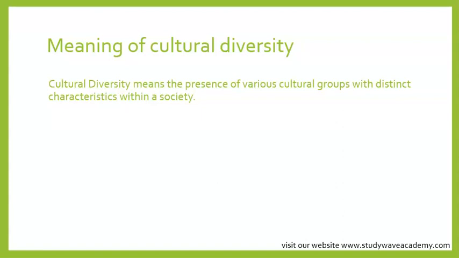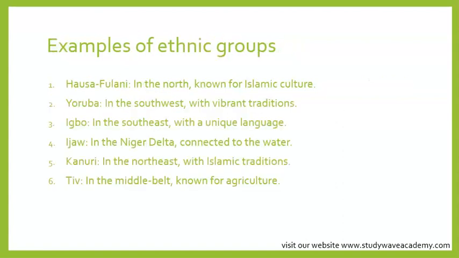now let's look at some examples of ethnic groups in Nigeria. In Nigeria, there are different groups of people with their own special ways. We have the Hausa and Fulani in the north, known for Islamic culture. Okay, Hausa Fulani, predominantly in the northern region, known for their rich history and Islamic culture.